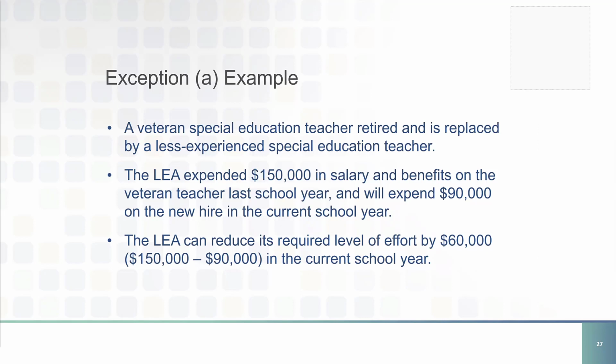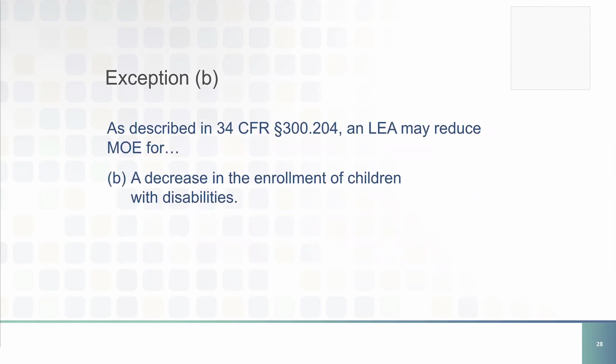Let's move on to exception B. Exception B occurs when there's a decrease in the enrollment of children with disabilities. In the calculation, the prior year's enrollment of children with disabilities is compared to the current year's enrollment of children with disabilities. That's where you determine the difference. The difference in enrollment must be negative to apply the exception. Let's look at how we can apply exception B with an example to the local-only total and state and local methods.